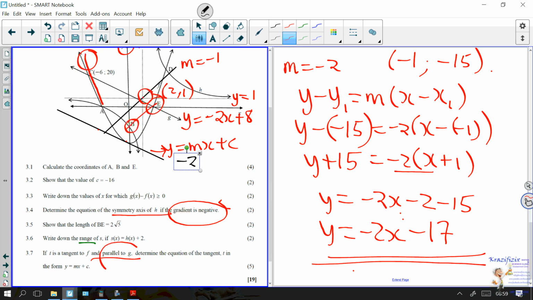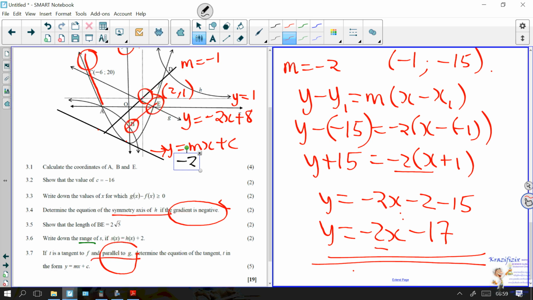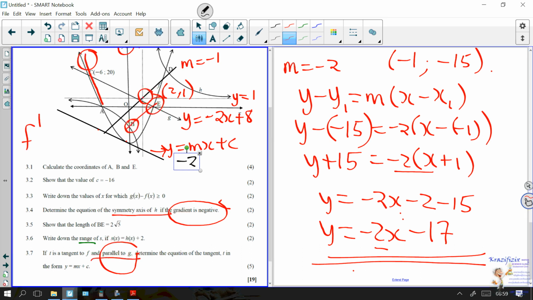They gave me parallel to G so that I can get my gradient as negative 2, which is that. And I have my 2 points. Remember what we said. The first derivative is equal to the gradient of a tangent, if there's a tangent. All right, this is where we are going to stop our first part 1 video on this paper 1 review. Remember, rewind the video and watch it over and over again.